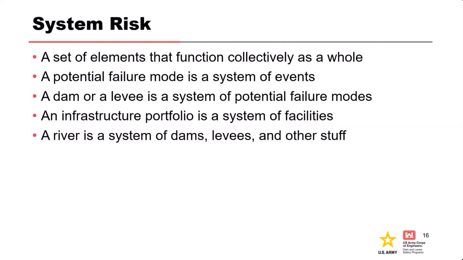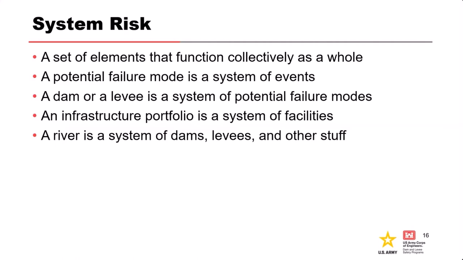All right, system risk. So the key thing to remember about system risk is there's lots of different ways you can define and describe systems, right? Circling all the way back to day one where we talked about sets and elements, a system is a set of elements that function together in some way. So in that sense, you can think of a failure mode as being a system. It's a system of discrete events that collectively function to generate a failure mode or a failure, and we decompose it into this sequence of events or system of events.